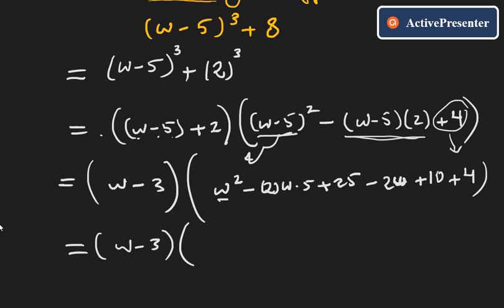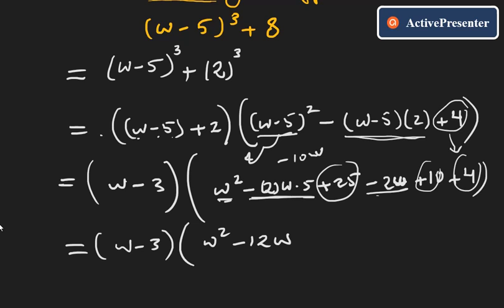Here we have w squared alone. We will add like terms. This is minus 10w, right, with minus 2w is minus 12w. Here 25, here 10, here 4, so 25 plus 10 is 35, plus 4 is plus 39. And you are done for factoring this one, because you cannot factor it more, okay? If you can factor it more, then you are not done. However, this cannot be factored more. Please check.